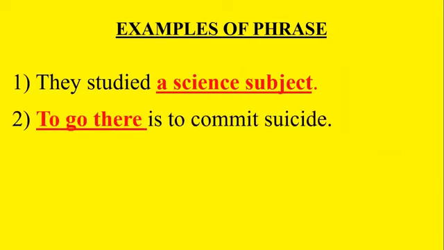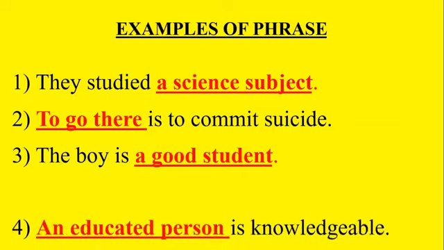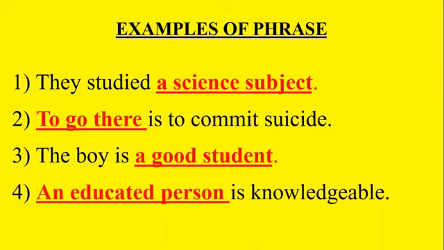The second one, to go there is to commit suicide. In the video on finite and non-finite verbs, one of the ways to identify a non-finite verb is actually checking the to-infinitive, to go there. So when you see a feature like this, you know it's a non-finite verb and you only find that in phrases. Then, the boy is a good student. A good student does not have a verb and that makes it a phrase. And the fourth one, an educated person is knowledgeable. An educated person does not have a verb and doesn't make a complete sense.